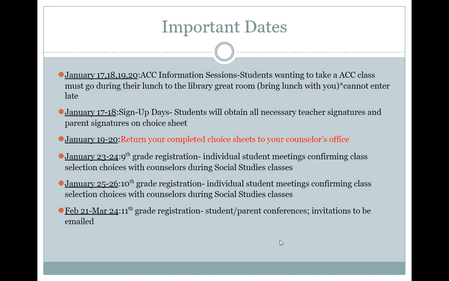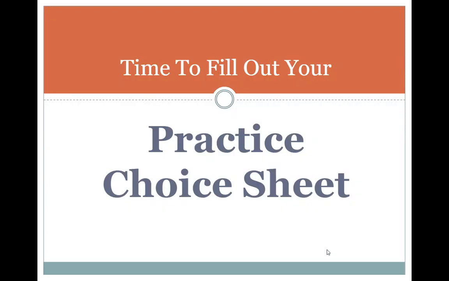Then on the 25th and 26th, we're going to meet with each 10th grader one-on-one, counselor and student. Again, y'all have already had your sophomore conferences. So this, again, you should already have a good idea of what you're wanting to take. And then 11th graders, starting in February, we will be meeting with you and your parents for a junior conference where we'll talk about course selections and college applications. So all of this is coming. So by around spring break, everybody's course selections will be selected.